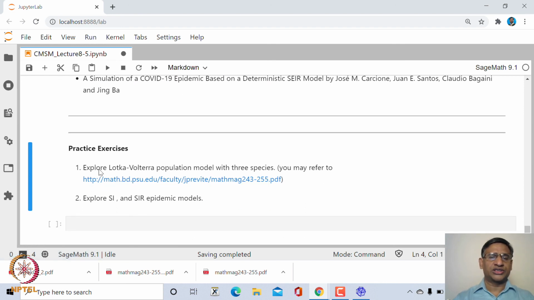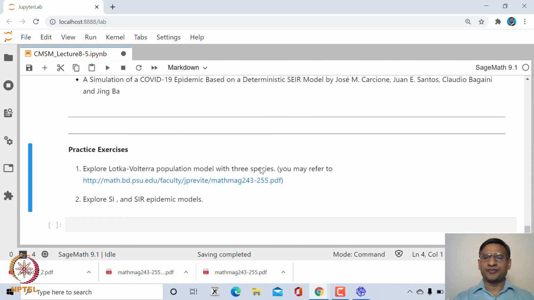Try to explore this Lotka-Volterra population model for 3 species. For example, you can refer to this particular website in which this model is given for 3 species, and then you can also explore the SI model and SIR model, the epidemic models. There are many other models, but try to at least explore these 2 models. So, what we have explored is the third in this series: SI, SIR and SEIR, right. So, thank you very much.